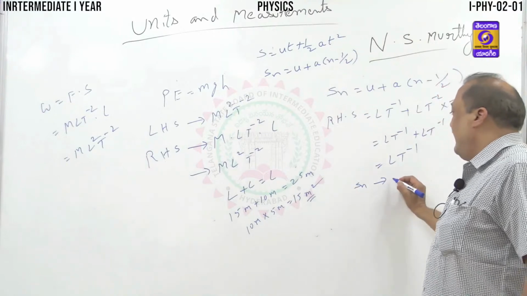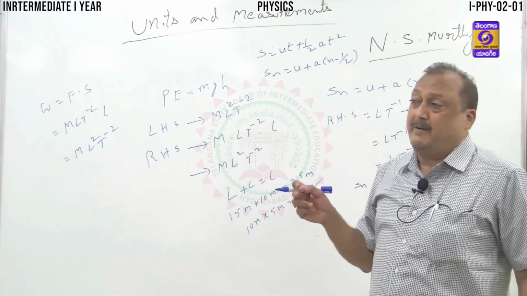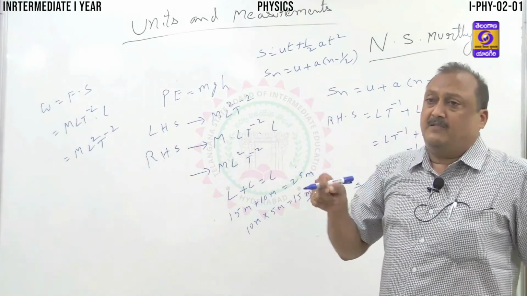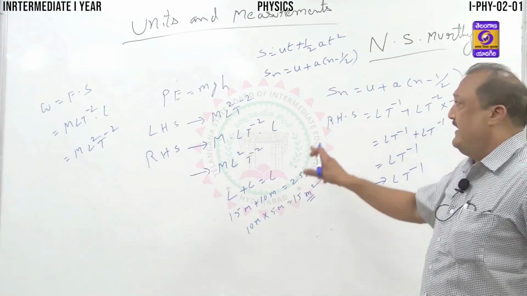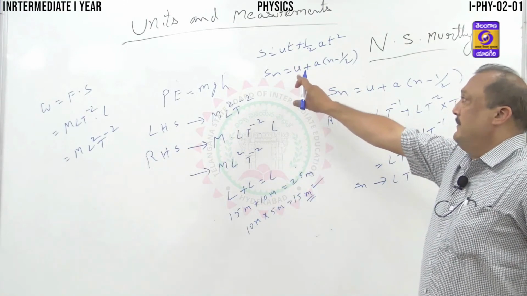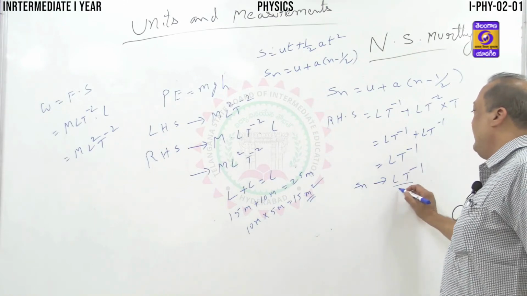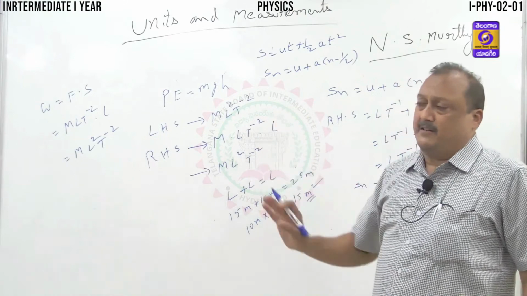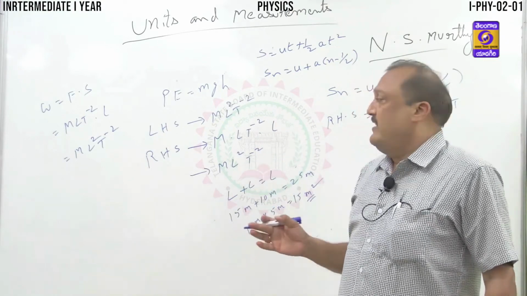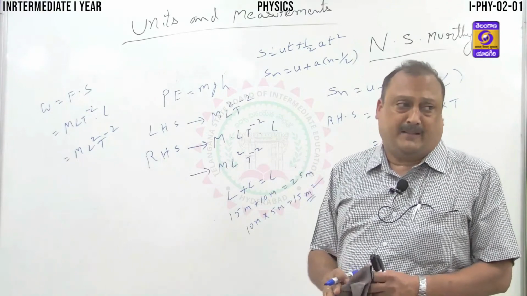That's why Sn has the dimensions of velocity, because displacement in a particular second has velocity dimension. If you take the Sn dimension formula as L, then this is dimensionally incorrect, because L is not equal to LT^-1, but the left hand side dimension formula is LT^-1. That's why this equation is dimensionally correct. We can check whether equations are correct or not using the dimensional method.